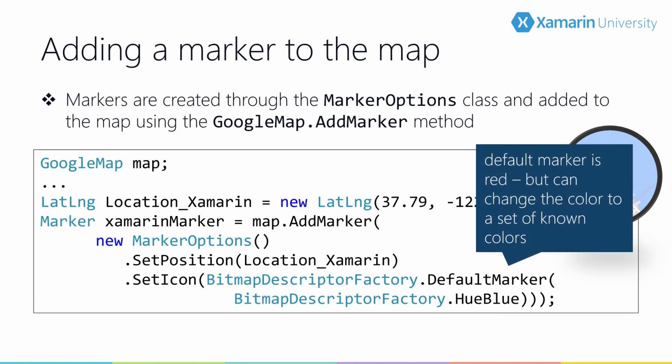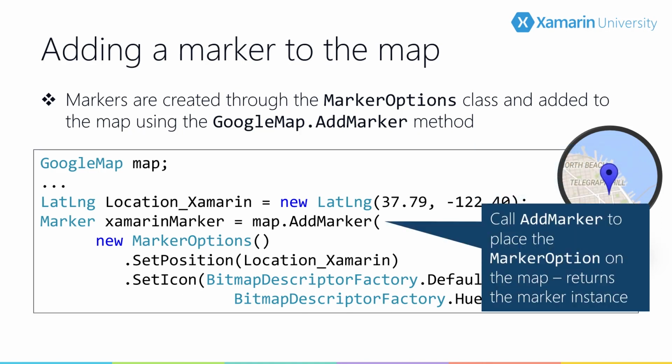The default marker color is red, but you can change it by passing a specific color constant from the BitmapDescriptorFactory class. There are 10 fixed colors to choose from. Once the marker options have been created, you put it onto the map by calling addMarker. This returns the created marker object.